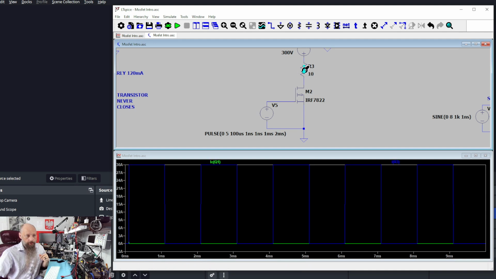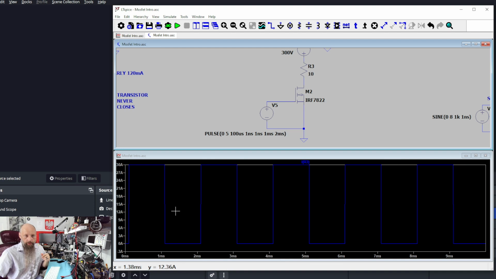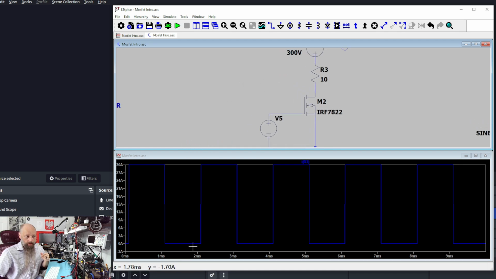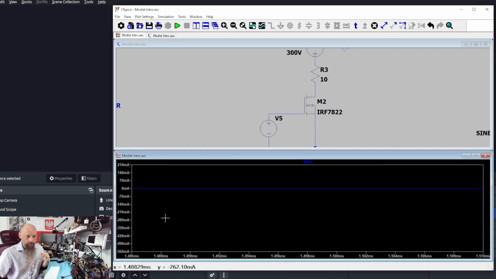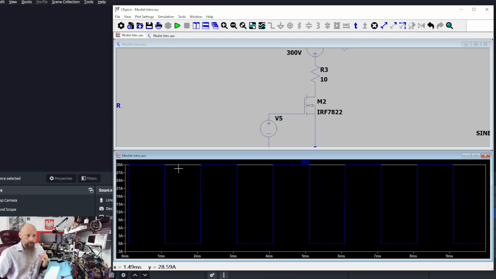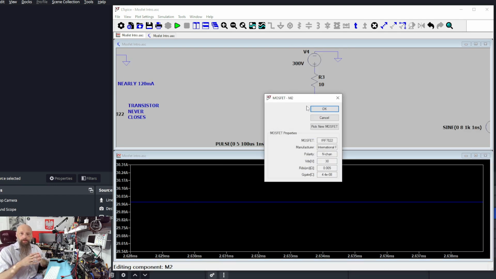And as we observe here, we align it with the voltage, we have pulses of 5 volts, and the current on our resistor goes to 30 amps because it's 10 ohms on 300 volts. That's going to be 30 amps. And it goes to 0. Transistor closes correctly, right? It's perfect 0 and perfect 30 amps.